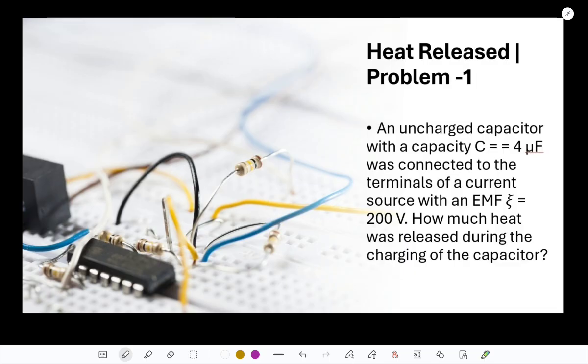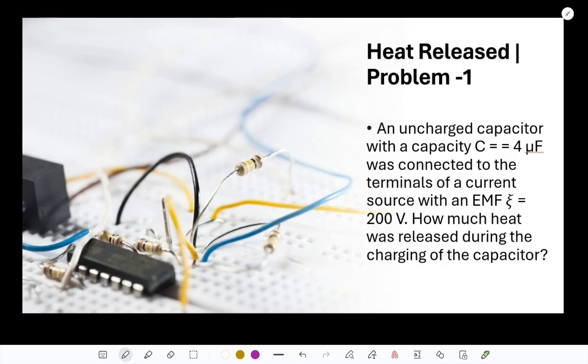We know there are many electrical processes, like charging and discharging of a capacitor, in which heat is released. And so we are moving towards such kinds of processes in which heat is released, and we need to find how much heat is released in a particular process like this.